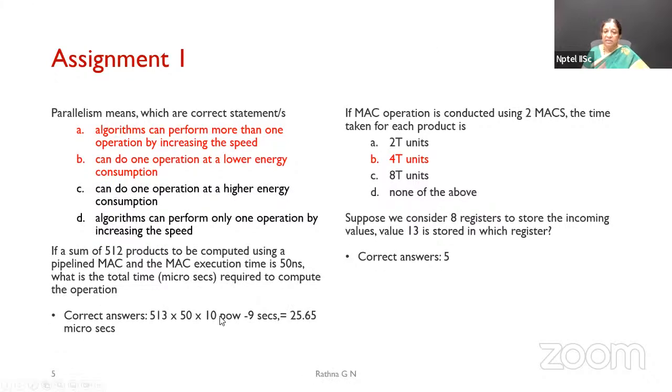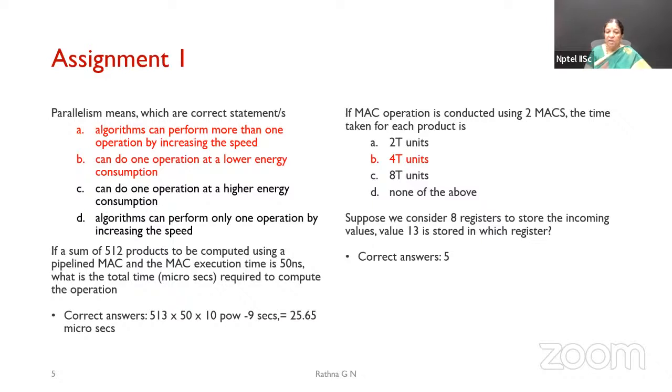That this thing, in this case, is that algorithms can perform more than one operation by increasing the speed. So this was discussed in the class, and then we can do the same operation at the same frequency by lowering our energy consumption. So those are the two correct answers in this.